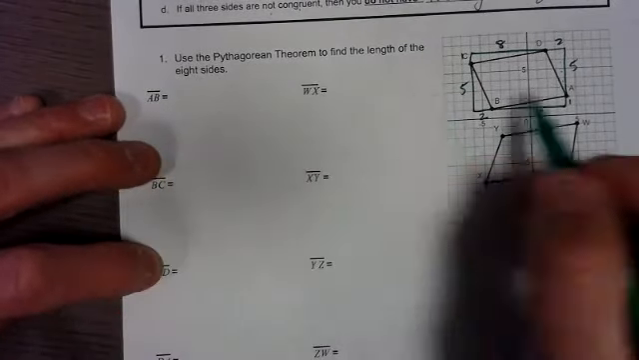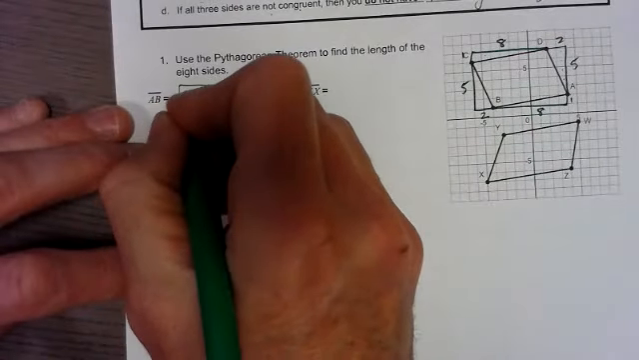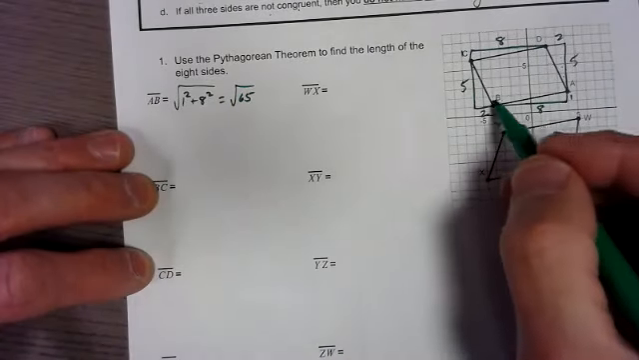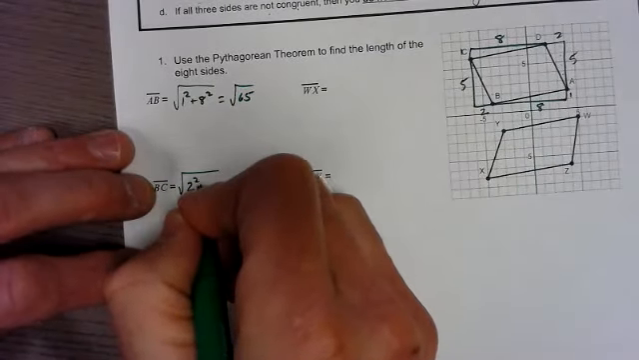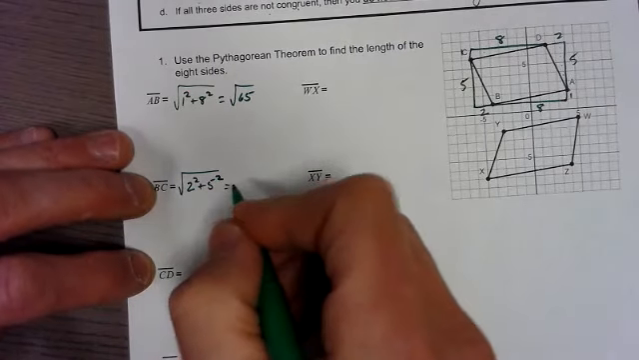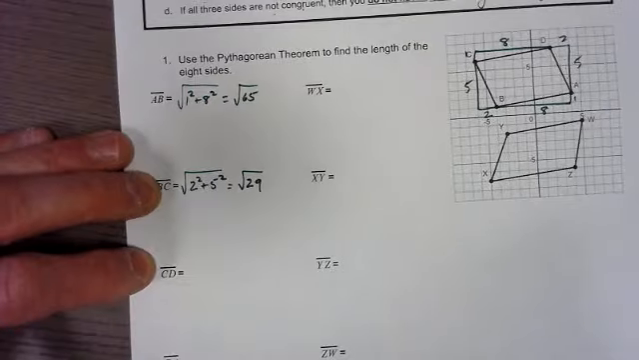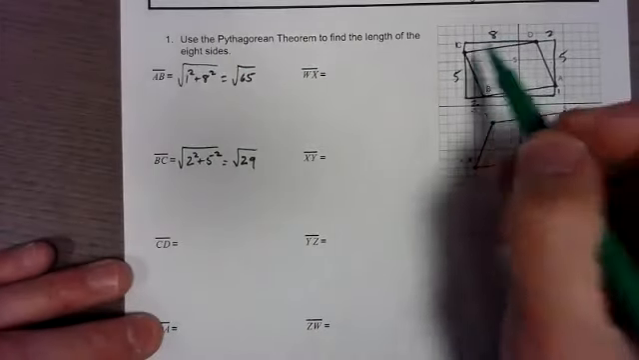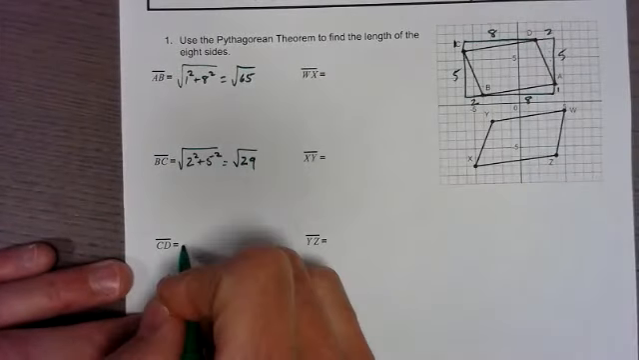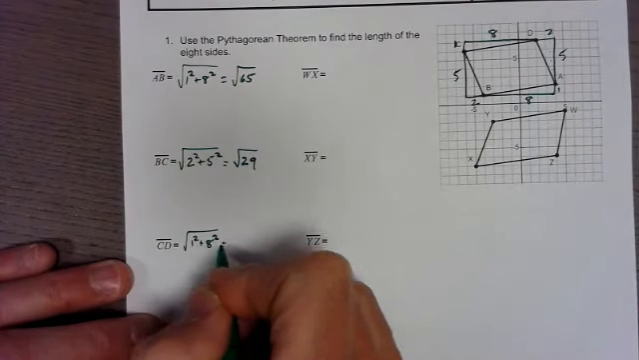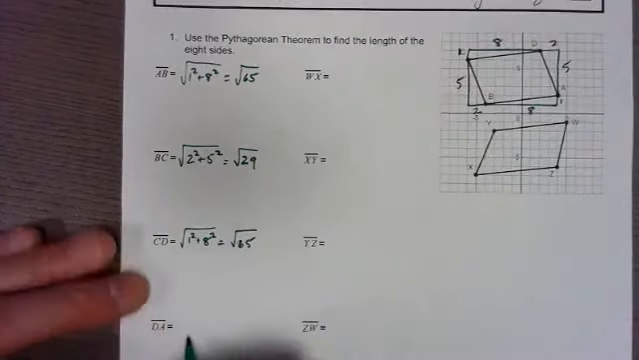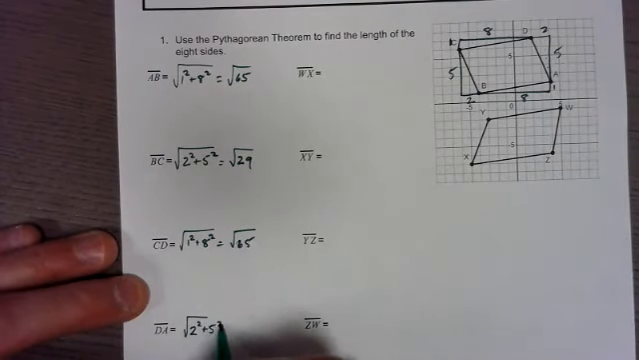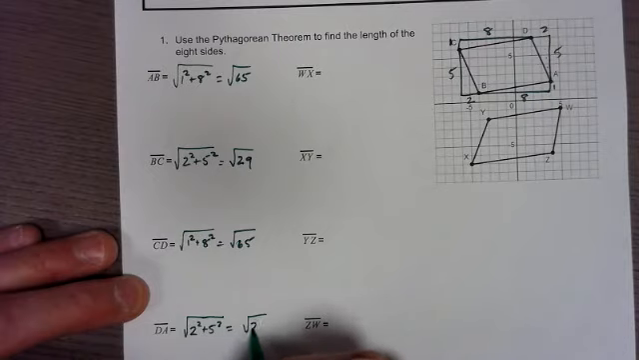All right. So AB goes from A to B. That's going to be the square root of 1 squared plus 8 squared, which is equal to the square root of 65. BC goes from B to C. That's the square root of 2 squared plus 5 squared, which is equal to the square root of 29. Zoom out a little here. CD is again 1 squared plus 8 squared, the square root of 65. And DA is equal to the square root of 2 squared plus 5 squared, which equals the square root of 29.